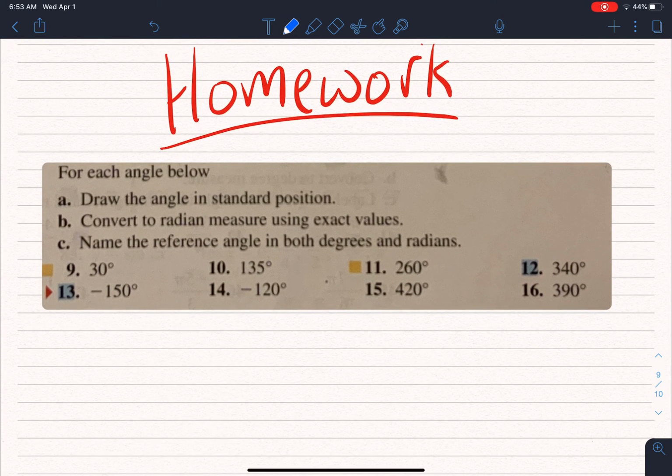So here's your homework assignment. I'd like you to do the same thing. Draw an angle in standard position, convert to radian measure using exact values. When it says exact values, that means use pi. Don't give me some crazy ugly decimal. And then lastly, name the reference angle in both degrees and radians. This should be real straightforward. Notice what's missing from this list is that you're not finding the trig value of all of these, so this is going to be way quicker. You just draw the angle, convert it, and then name the reference angle in both degrees and radians. If you get any questions, email me, but hopefully this will be real straightforward.